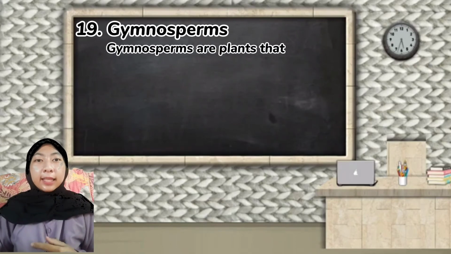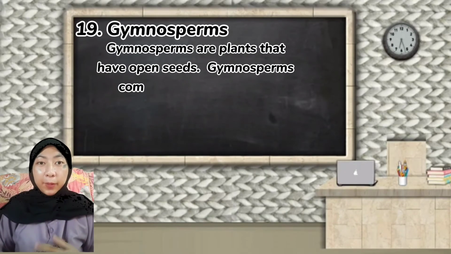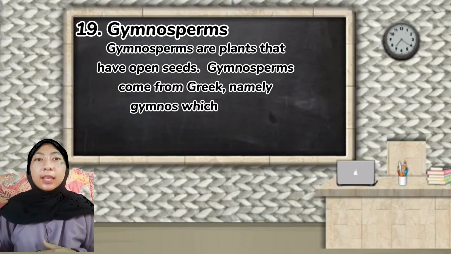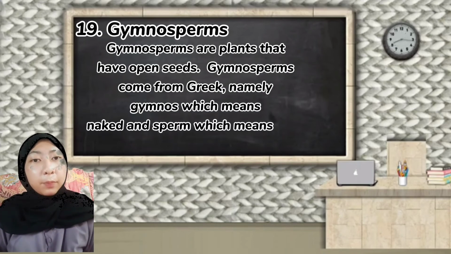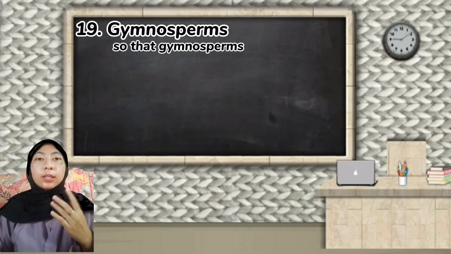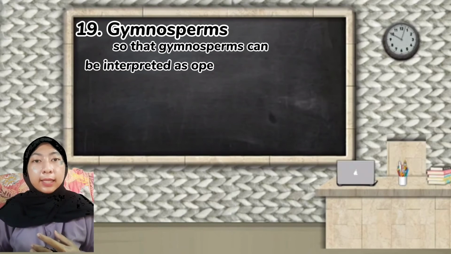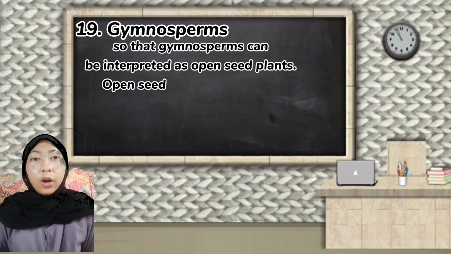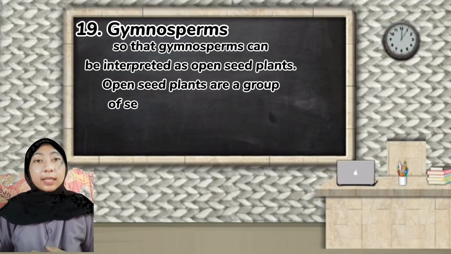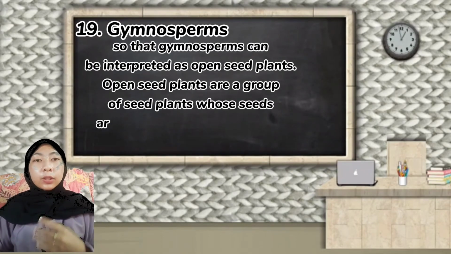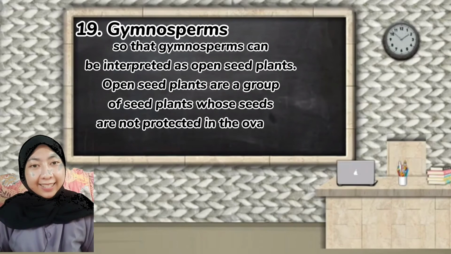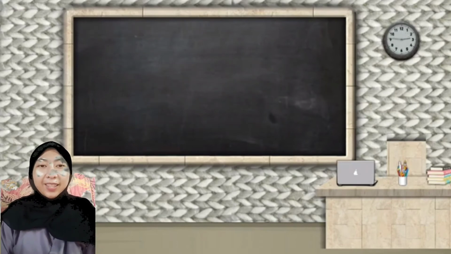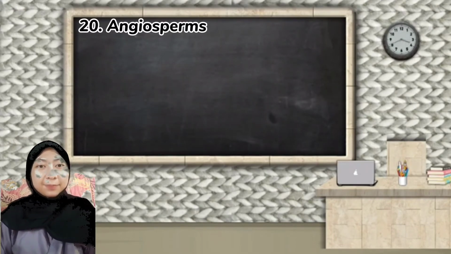Gymnosperms are plants that have open seeds. Gymnosperm comes from Greek, namely gymnos, which means naked, and sperm, which means seed, so gymnosperm can be interpreted as open seed plant. Open seed plants are a group of seed plants whose seeds are not protected in the ovary. The number 20 is angiosperm.